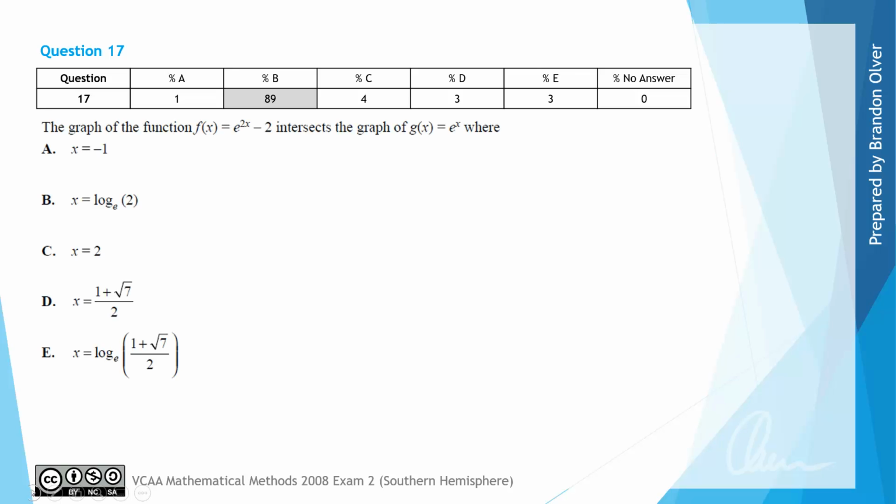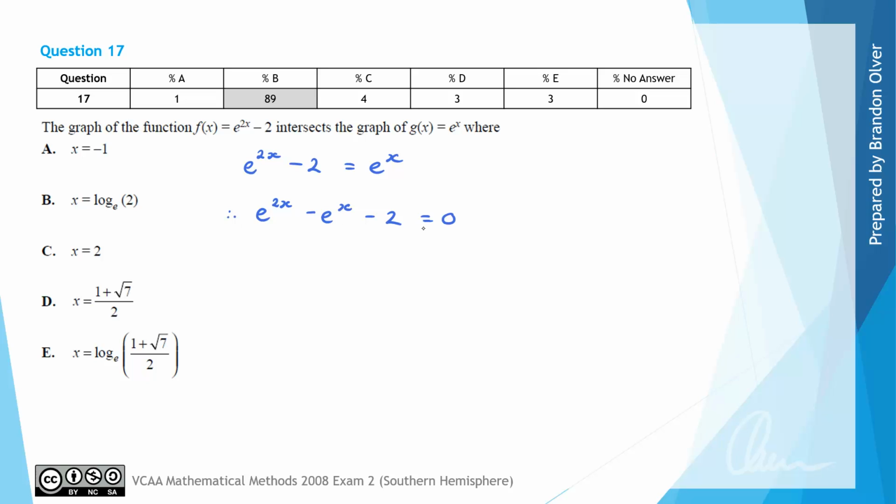Now, as I said at the start of the video, I'm also going to show you how you could approach this particular problem by hand if you wanted to, as it's the sort of question that could come up in a tech-free exam. So we start once again with our original equation where f of x equals g of x. So that was e to the 2x minus 2 equals e to the power of x. And then we want to get this equal to 0. So we can subtract across the e to the power of x. So we'd have e to the power of 2x minus e to the power of x minus 2 equals 0.